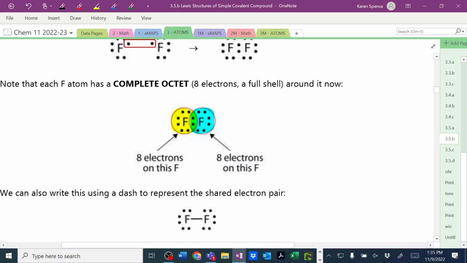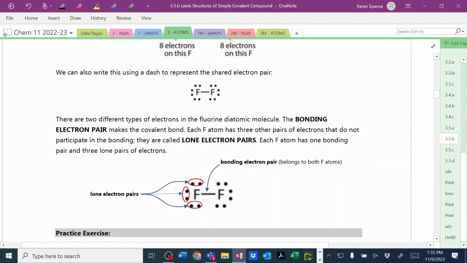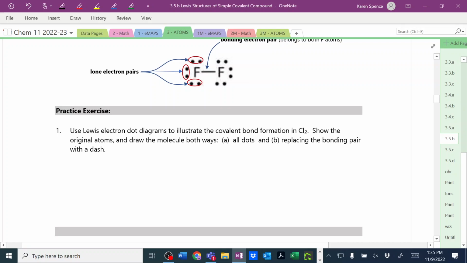Even though there's other stuff happening, even if we get down into row 3 or row 4, row 5, the Lewis model just does those 8, all right? Here we have them labeled, we have our bonding pair, we have our lone pairs, and then we have, guess what?